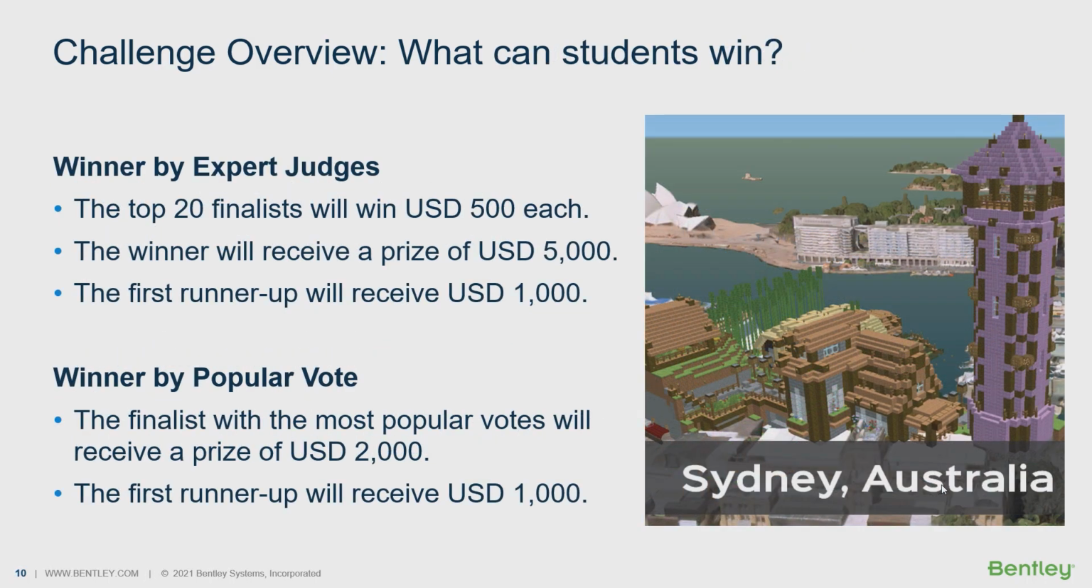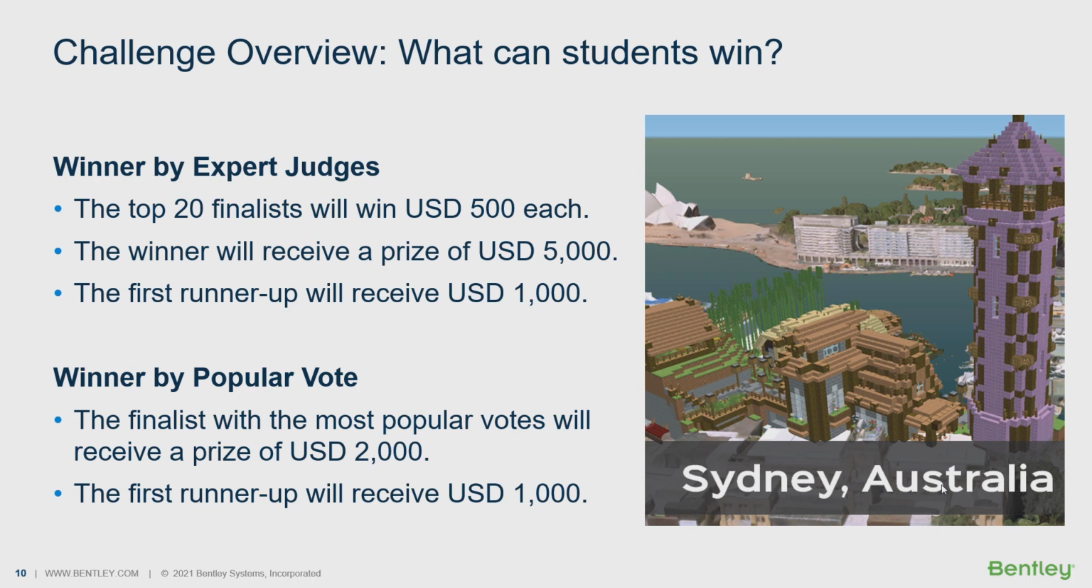So what can you win by participating? Well, we will have two types of judging. We have expert judging and we have a popular vote. So in the expert judging category, we are going to select the top 20 finalists and each will win 500 US dollars. The winner amongst all the finalists will win a cash prize of 5,000 US dollars. And then the runner-up, essentially second place, will receive an additional 1,000 US dollars.